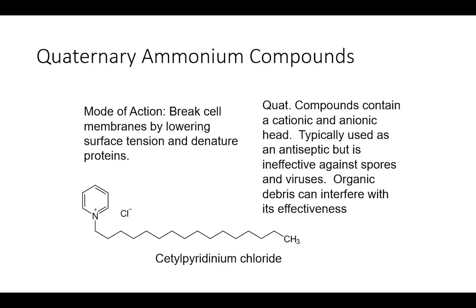Okay, quaternary ammonia compounds are another one. They break down cell walls by lowering surface tension and denaturing proteins. It's basically just a soap. It's got a long nonpolar tail and a polar head. Common one, cetylpyridinium chloride. It's found in mouthwash all the time. It's typically only an antiseptic. It's not very good at killing things like spores and viruses, and organic debris can interfere with it. It's just not great at killing things, but it's pretty harmless for you to have it. So that's why it's used for mouthwash.